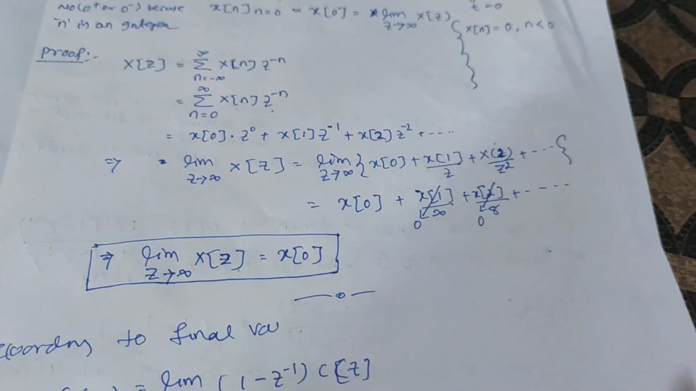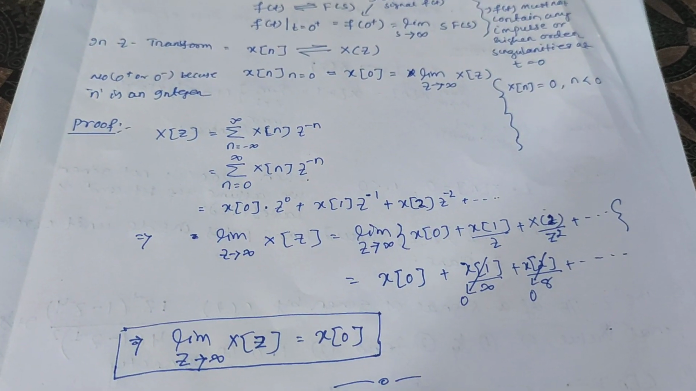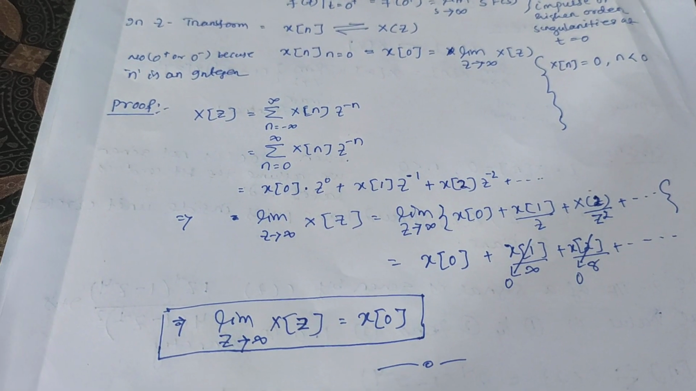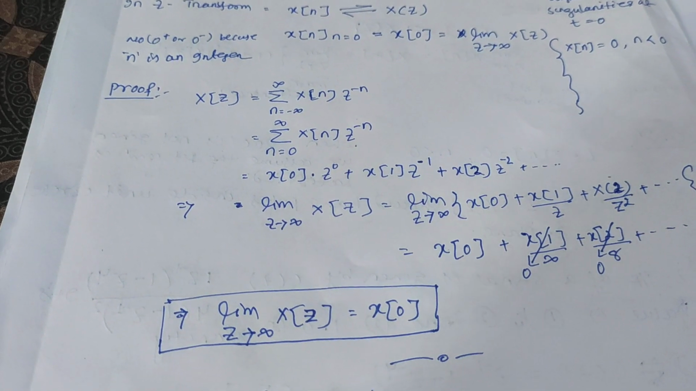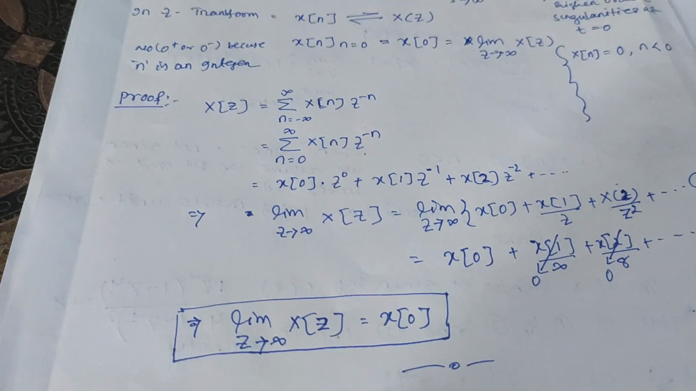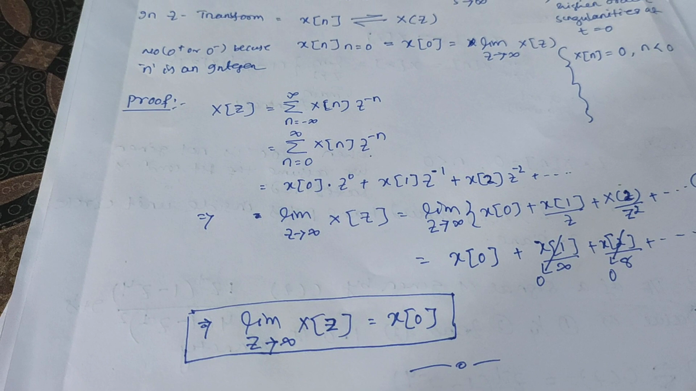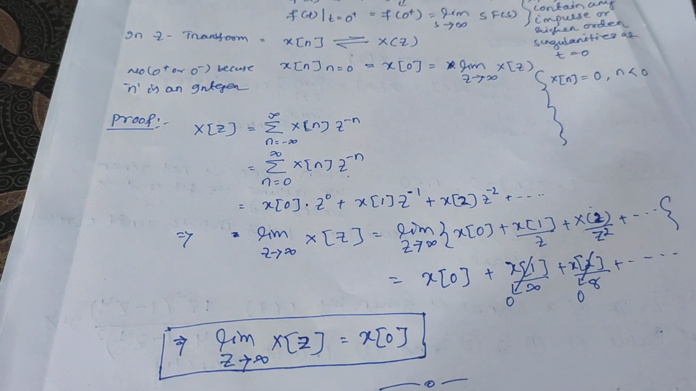You know that when something is divided by infinity, it becomes 0. So we get the initial value: the limit as z tends to infinity of X of z is equal to x of 0. Okay students, that's all. This is the initial value theorem.